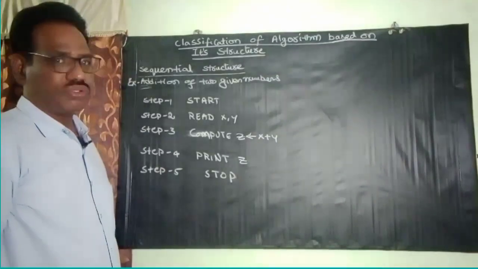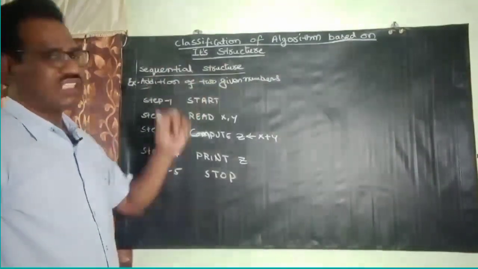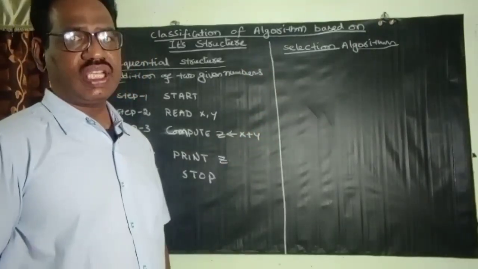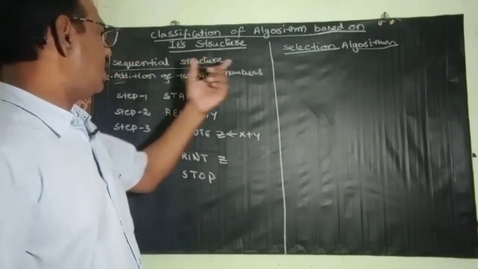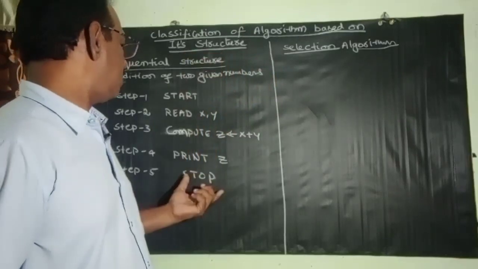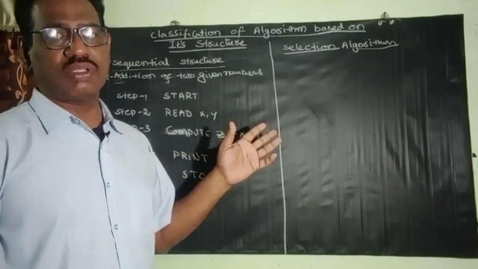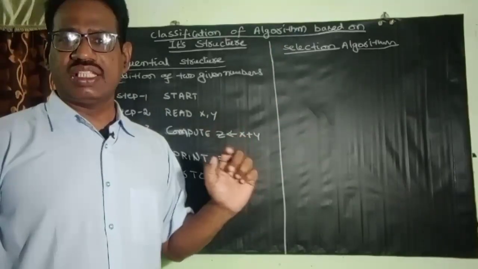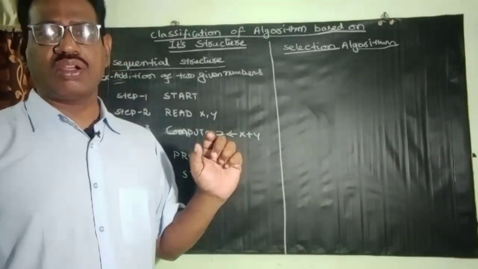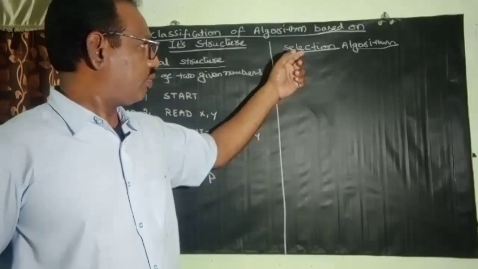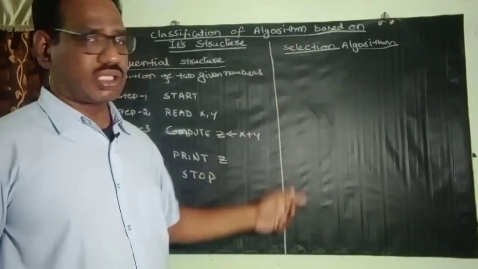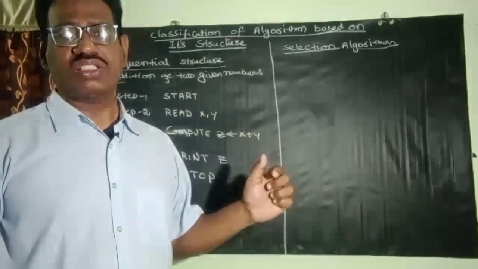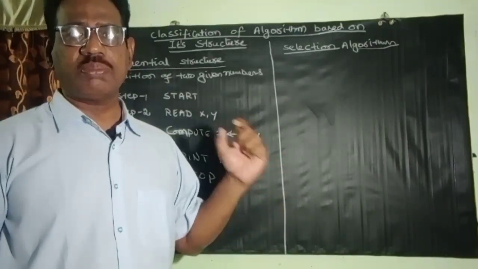Next, we are going to discuss the selection algorithm. Here I am going to take the same example, finding which one is the maximum number. Selection algorithm is a type of algorithm in which we are going to follow the statements from top to bottom. In that, we are going to provide the solution by taking some condition.